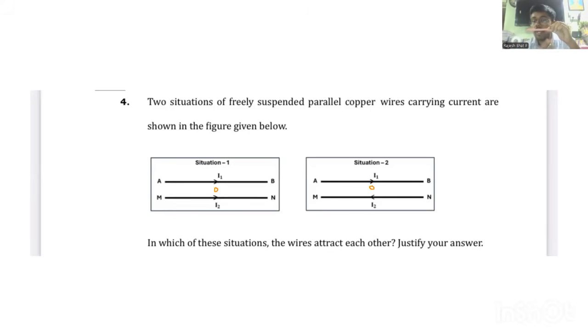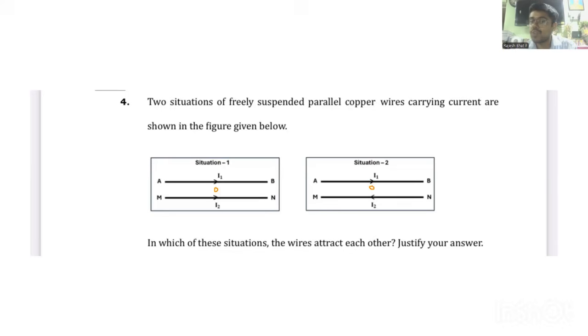MN point, what is happening? I am coming down and coming out for that O point. So one is going in, one is coming out. So what is the magnetic field there? It is zero. Outside AB and outside MN, there is still magnetic field that will make them push inside. They will attract each other.